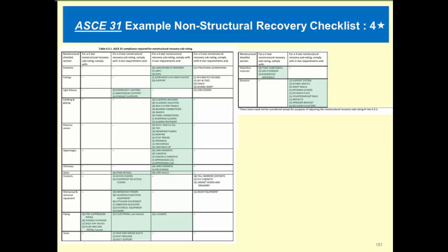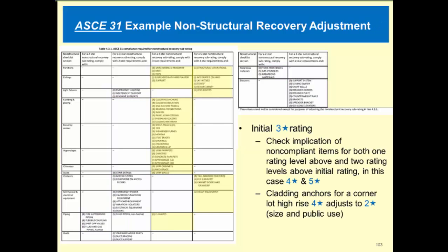Again, for 4 stars we're building, you see, the number of items that need to be compliant just grows and grows. For 5-star, you need everything to be compliant. Now I'm going to give a little sub-example about how we do the recovery adjustment. For an example building, all the items in the 2-star and the 3-star are compliant.